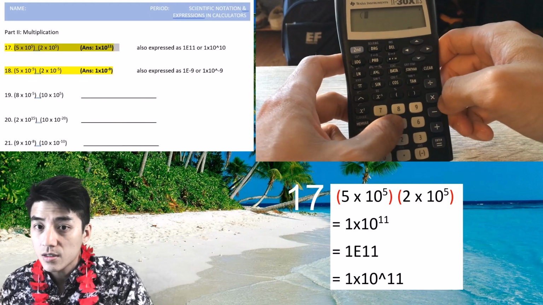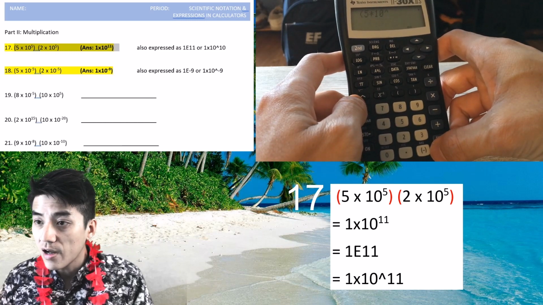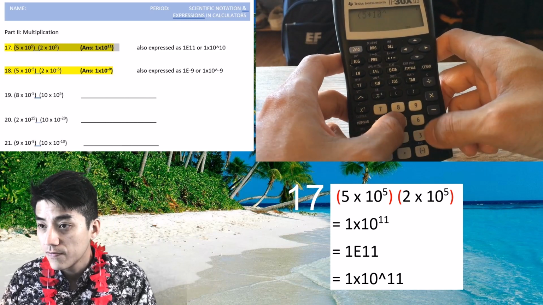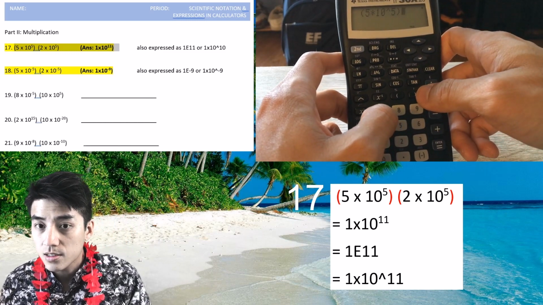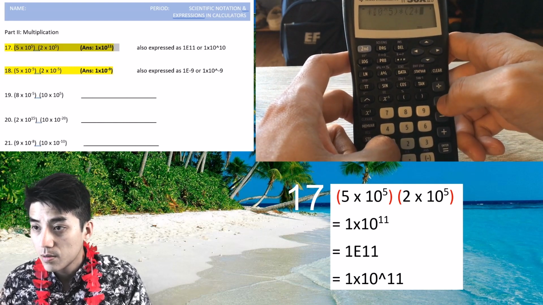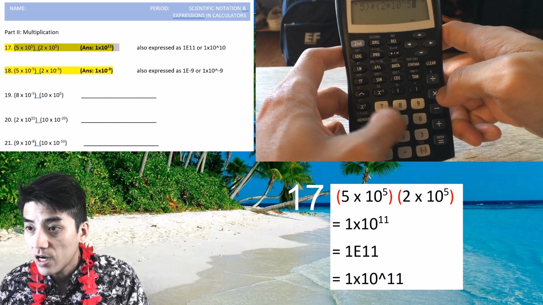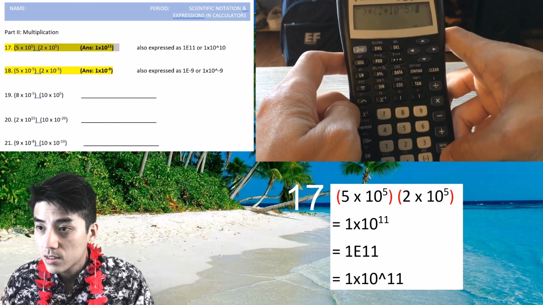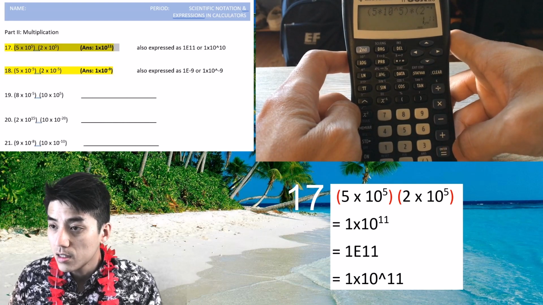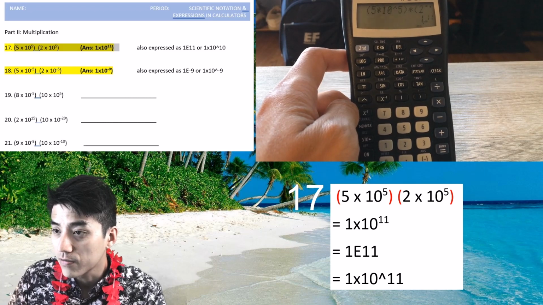In number 17, we're going to multiply exponents. This one should be easier. So parentheses 5 times 10 caret 5, parentheses, and I'll hit the multiplication sign, parentheses 2 times 10 caret 5, parentheses, hit the equal sign. Make sure you're getting 1 times 10 to the 11th power for this one.